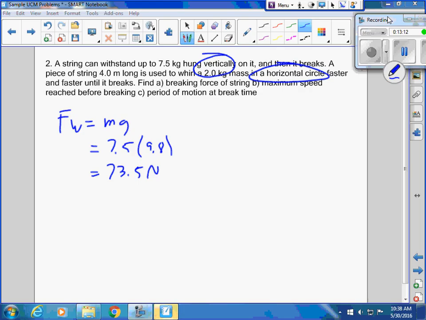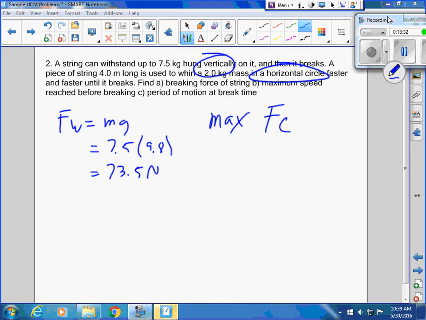Is it talking about a vertical circle, because that's what we're going to do tomorrow, or is it still a horizontal circle? So is this the braking force? That's just the braking force. That's the maximum. This is the maximum centripetal force. This is the maximum it will withstand before it breaks.